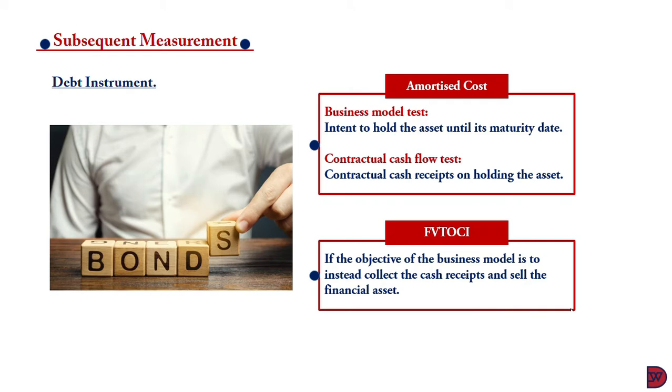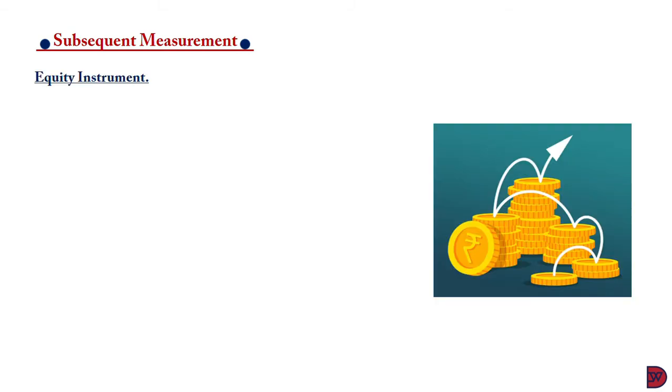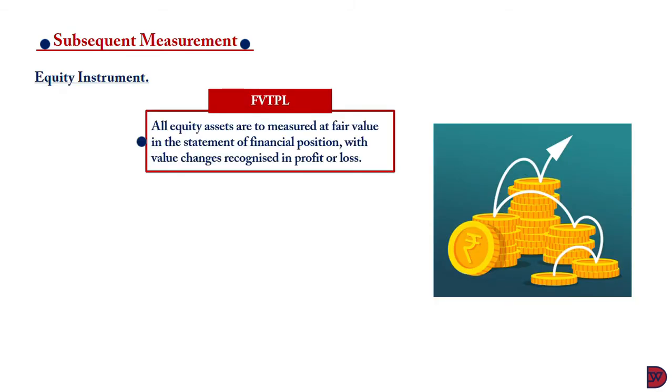If the objective of the business model is to collect cash receipts and sell the financial asset instead of holding it to its maturity, then it has to be recognized at fair value through other comprehensive income. We move ahead to look at equity instruments. All equity instruments are to be measured at fair value in the statement of financial position, with the fair value changes recognized in profit or loss.